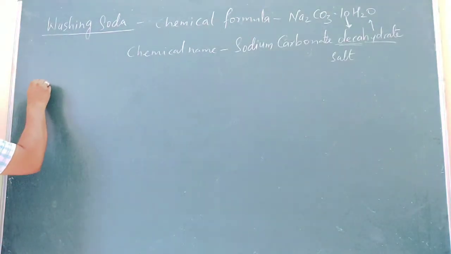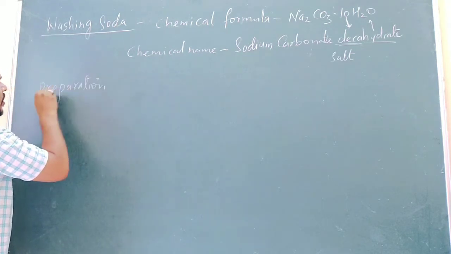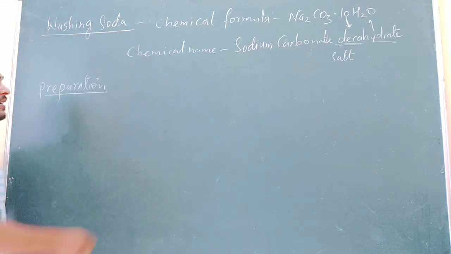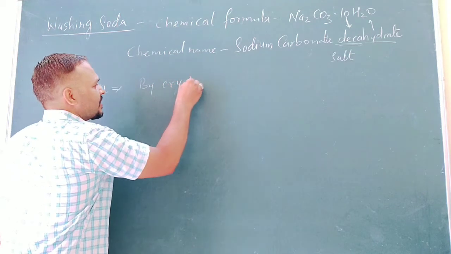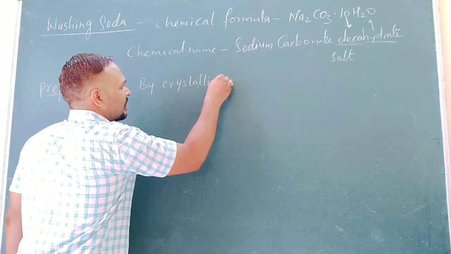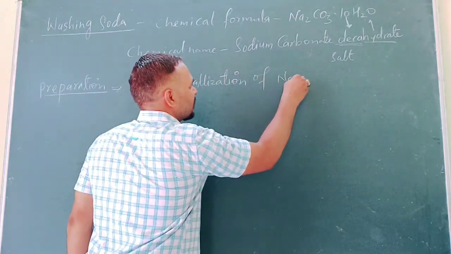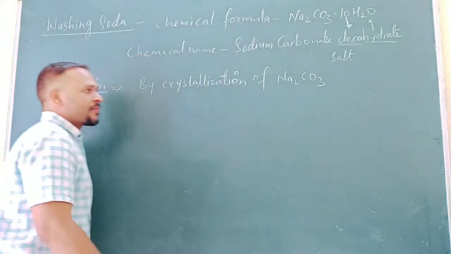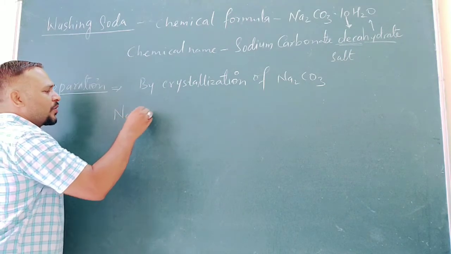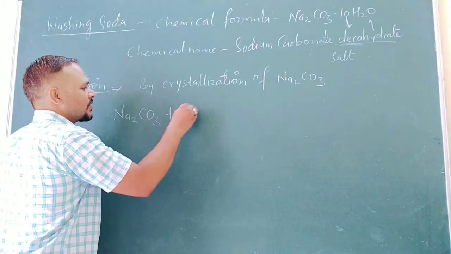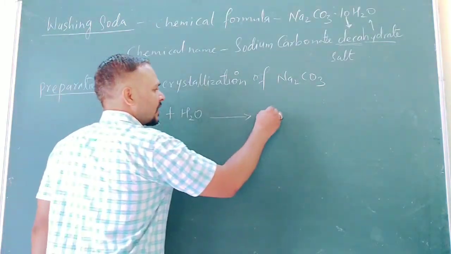Now how is it prepared? Preparation of washing soda. It is prepared by crystallization of sodium carbonate. How does it take place? You take the sodium carbonate, add the water, and heat. Then what will happen?